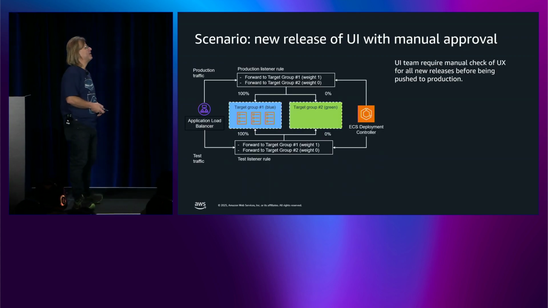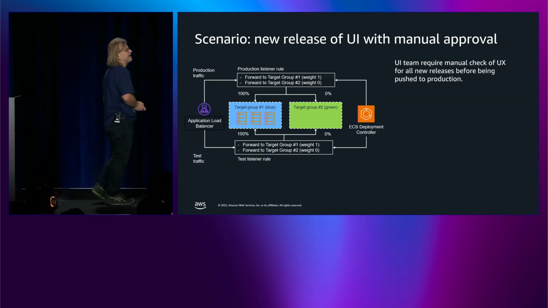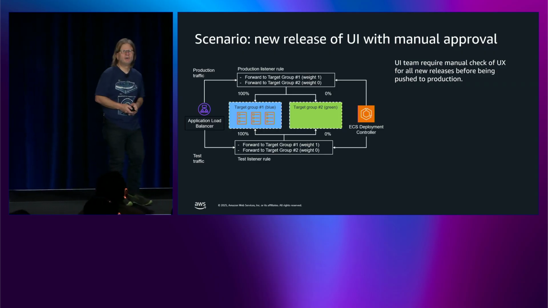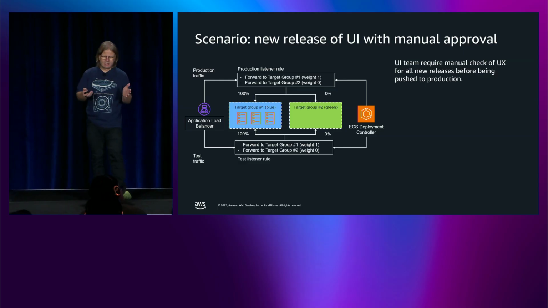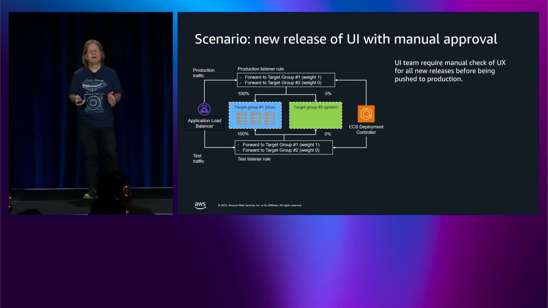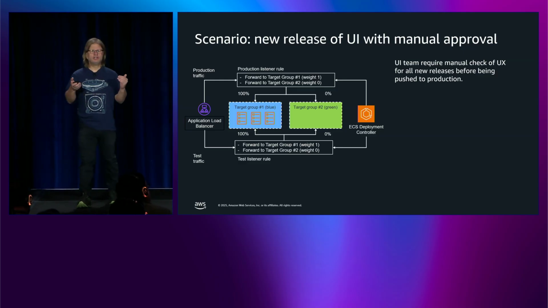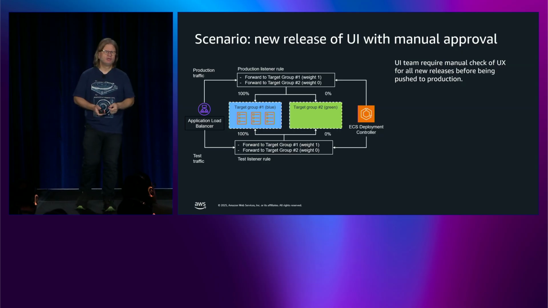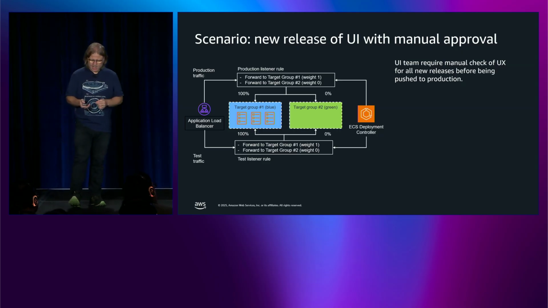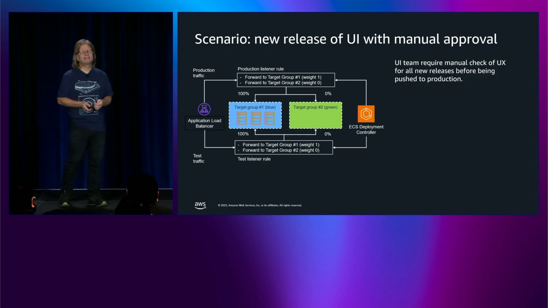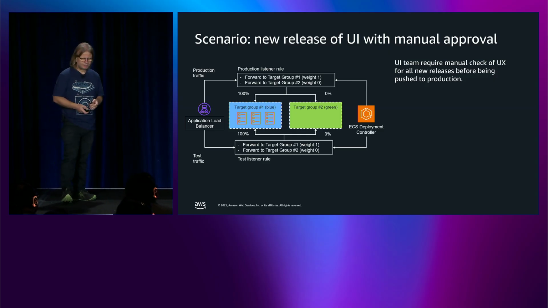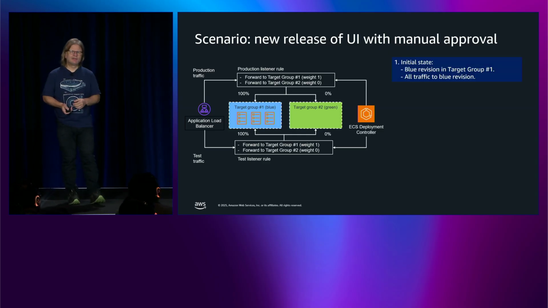So let's walk through how this works, taking the example of Unicorn Watch's UI. So they want to do a blue-green deployment, and they want a manual approval on the new version before they allow it to go into production. So in the starting state, right, they have the existing service running in the blue environment, and all traffic is going to that.